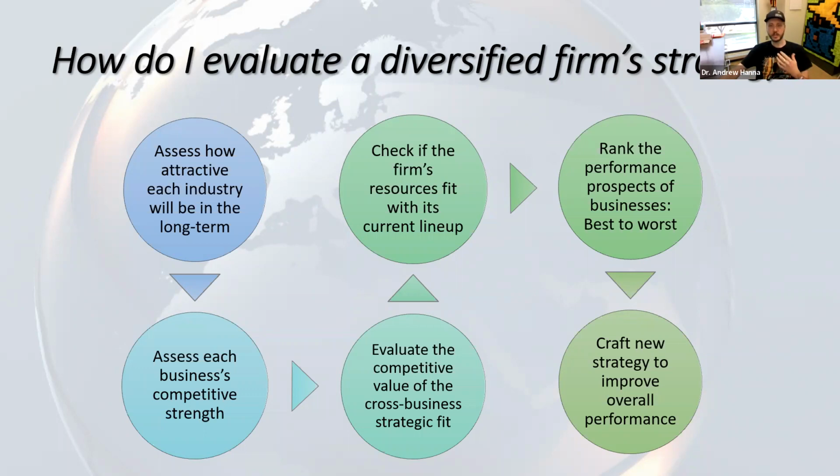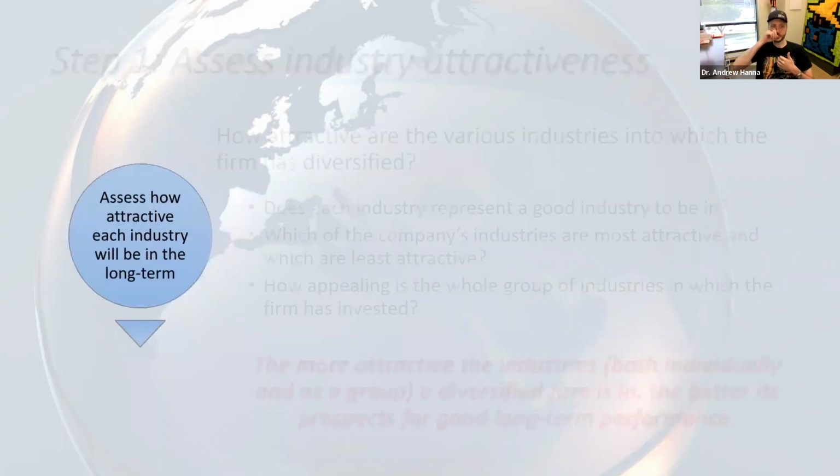So we see six key steps here. So we're going to break these down one by one and just talk a little bit about how do we actually come to a conclusion about how well is this firm really doing with their diversification decisions at this point? And heck, we can even put it to use for our own in the future.